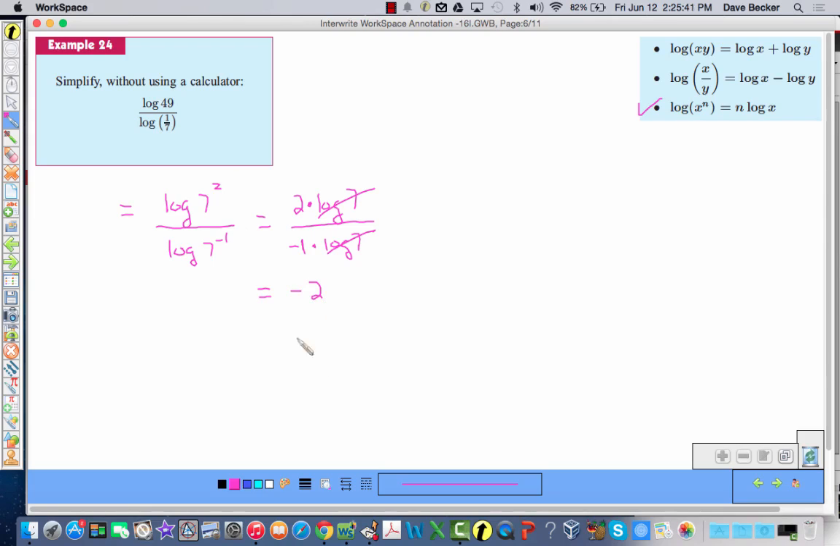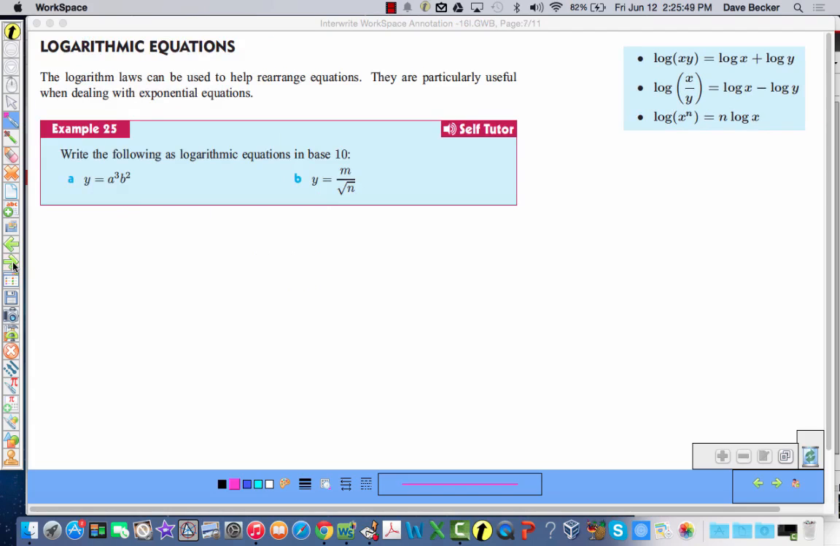If you want to see these on the calculator, you can go ahead and pause and try it yourself if you want to convince yourself. Don't have to, but maybe you would like to. Okay.